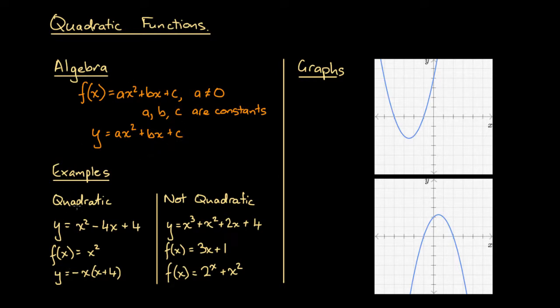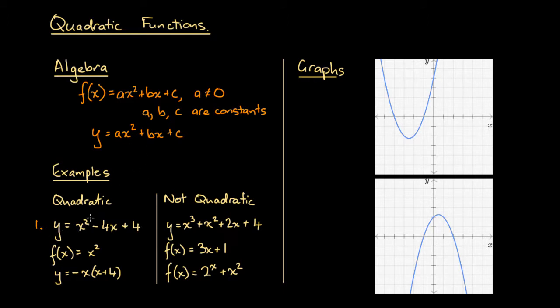Let's go ahead and look at a few examples, and let's determine what a quadratic function is and what a quadratic function isn't. So our first example here, we'll call this example number 1. We've got y equals x squared minus 4x plus 4. So we should ask ourselves, does this suit the definition mounted above? Well, sure enough, it does.